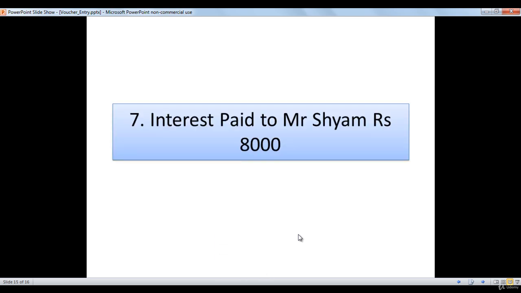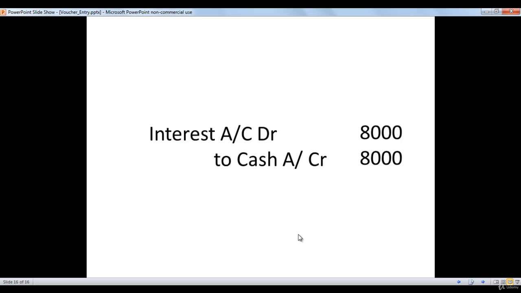Now the final statement is interest paid to Mr. Shyam rupees 8,000. Here interest has been paid, so this means this is an expense. Now here it has not been mentioned whether it is paid in cash or whether it has been paid by check. So if it is not mentioned, by default it is a cash transaction. Because interest is an expense, it falls under debit. So the entry is going to be interest account debit to cash account credit.